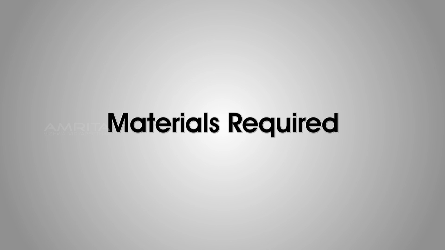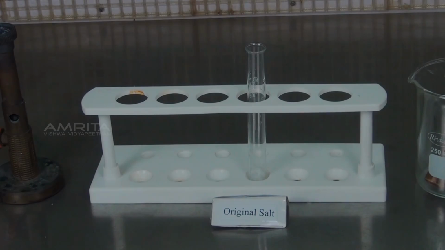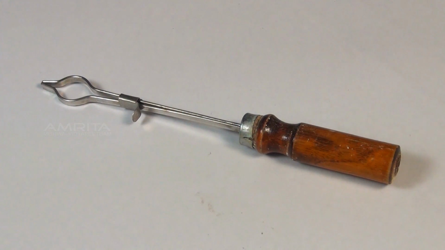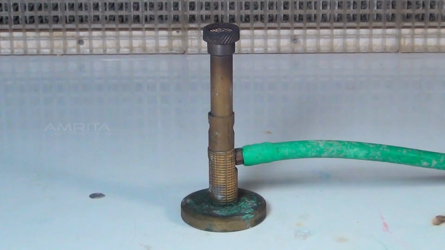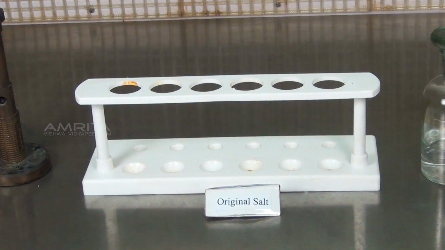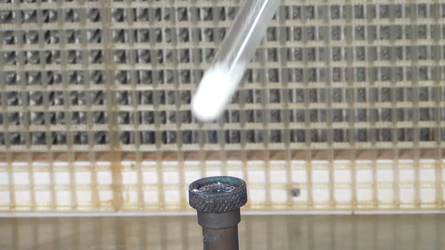Dry heating test. Materials required: original salt in a test tube holder and Bunsen burner. Procedure: take a small quantity of salt in a test tube. Heat it over the Bunsen burner. A white residue glows on heating, indicating the presence of barium ion.